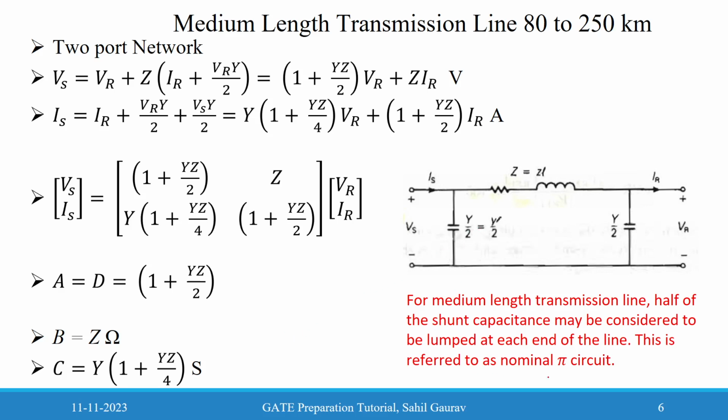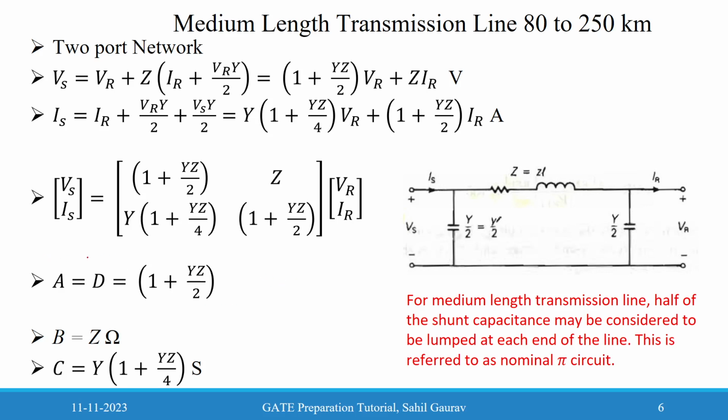So this is called the nominal pi, the pi modeling, the nominal pi circuit. Half of the shunt capacitance can be considered to be lumped at each end of the line. So this is called the nominal pi circuit. One other representation, the nominal T circuit, is also there, but we will see only the nominal pi circuit because this is much more important than the nominal T circuit.